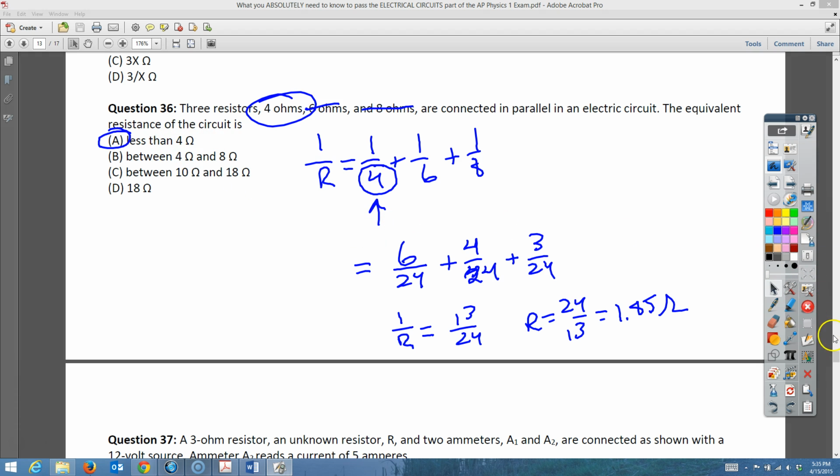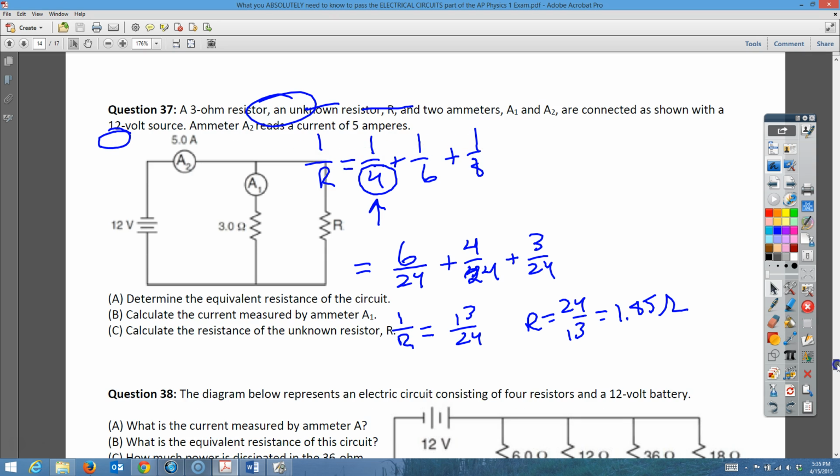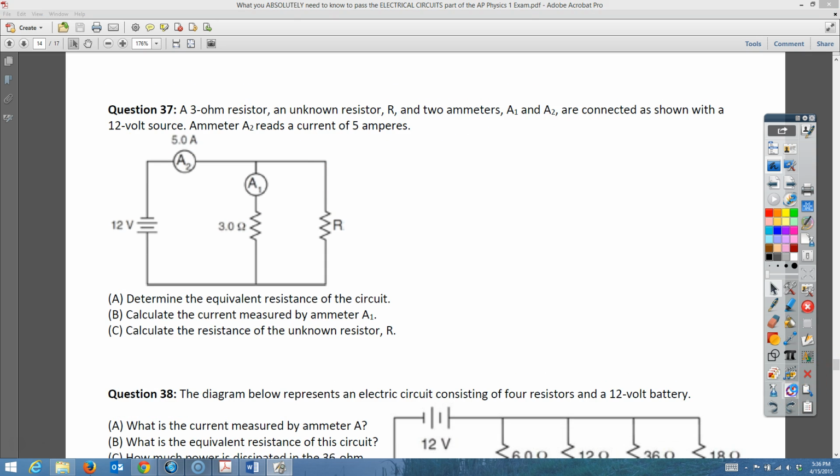Number 37 says we have a 3 ohm resistor, an unknown resistor, and 2 ammeters, A1 and A2, and they're connected as shown. Ammeter A2 reads a current of 5 amps, and so they've put that in. The thing that they want us to do for this one first is to find the resistance of the circuit, calculate the current, and then calculate the resistance of the unknown resistor. So it looks like we're going to need to use our VIRP table. So V, I, R, P. We'll go ahead and put in R1, R2, and our total.